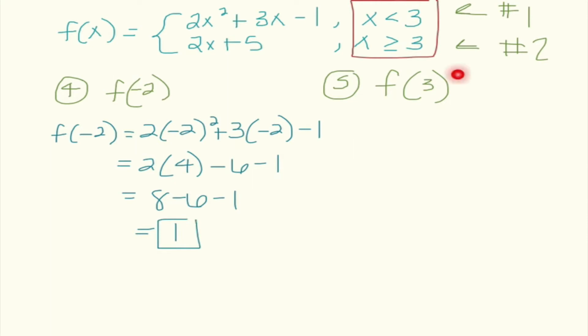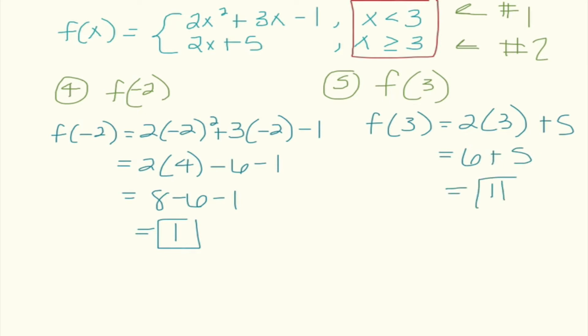When I look at our second one here, f of 3, this time this fits in domain number 2 because 3 is greater than or equal to 3. I don't care about that first function then, and I'm just going to substitute 3 into our second one, which would be 2 times 3 plus 5. 6 plus 5 is 11. So that would be our output.